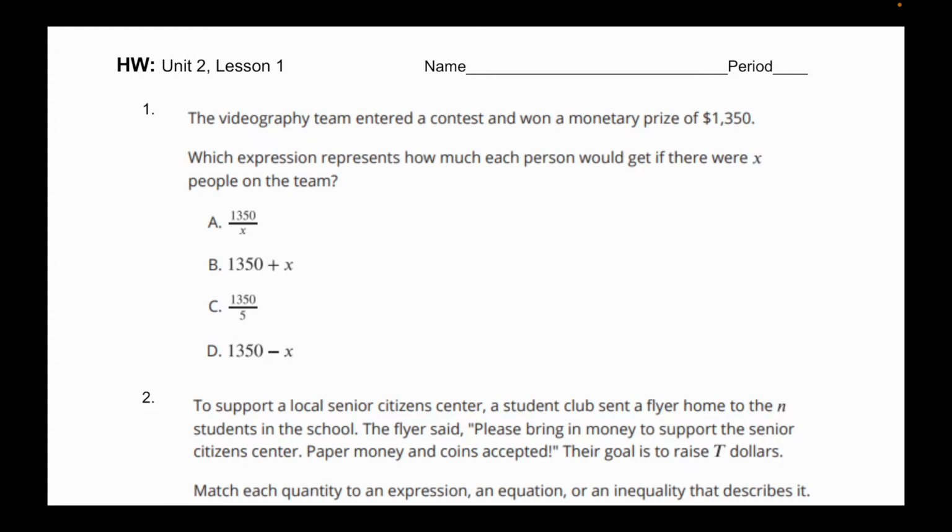So we're going to take that 1,350, and the idea is that we're splitting it by the number of people on the team. So in that case, this means we are dividing. So we are going to choose A. We are dividing among team members. So we're not going to be adding or subtracting or anything like that. We need to use X because we don't know how many team members there are.